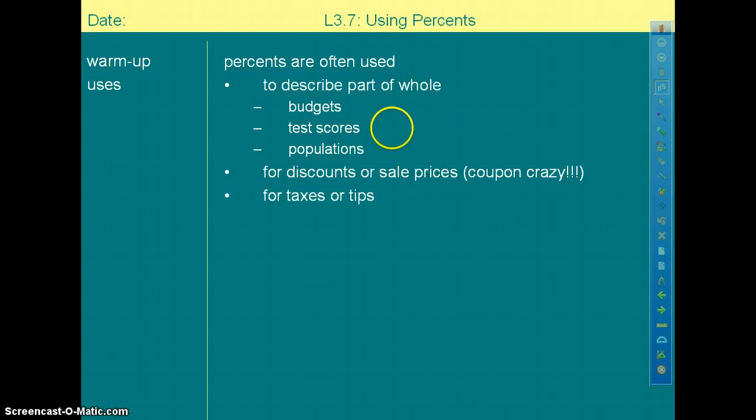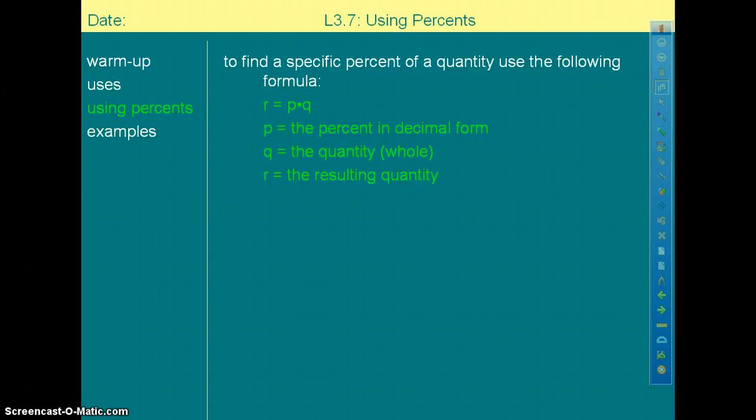Uses of percents. Percents are often used to describe part of a whole, such as a budget, a test score, or a population. They're often used for discounts or sale prices, like Coupon Crazy earlier in this chapter, and they're often used for taxes or tips. If we want to find a specific percent from a quantity, we use the following formula: R equals P times Q, where P is the percent in decimal form and Q is the quantity or the whole. R is the resulting quantity that represents that percent of that whole.